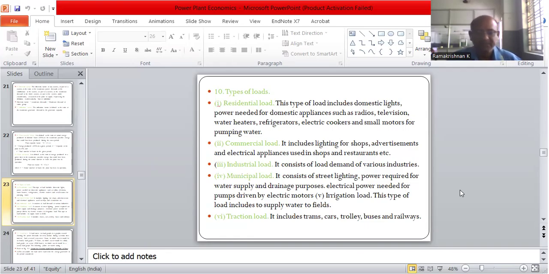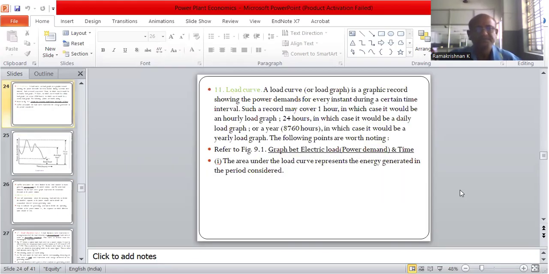So for public convenience or transportation, such as cars, trolleys, buses and trams, the power used comes under the traction load.